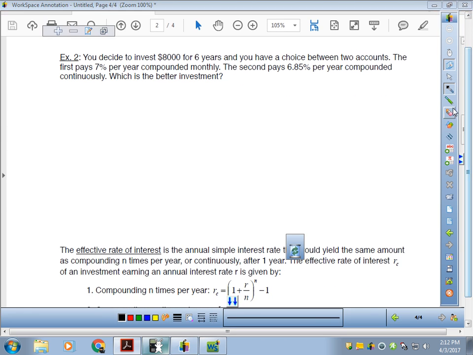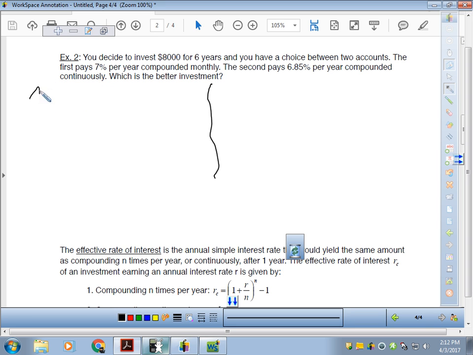So example 2 here says you decide to invest $8,000 for 6 years, and you have a choice between 2 different accounts. I'm just going to kind of divide my workspace here in 2. The first account pays 7% per year compounded monthly, and the second pays 6.85% per year compounded continuously. It asks which is the better investment.